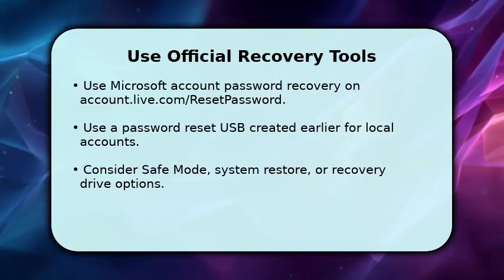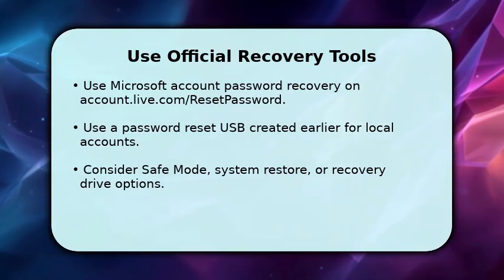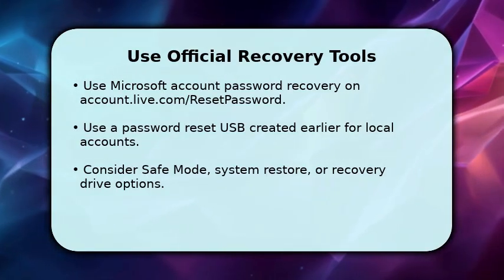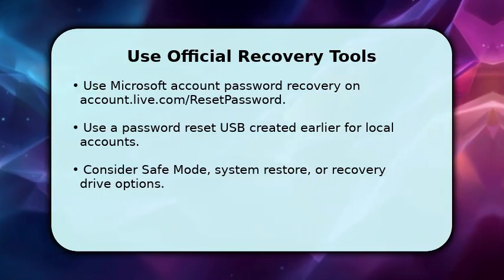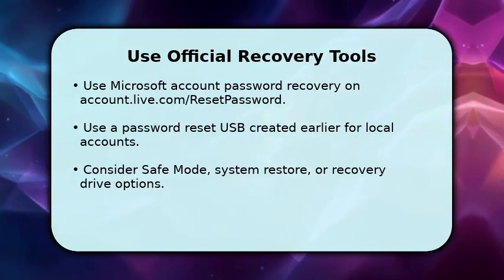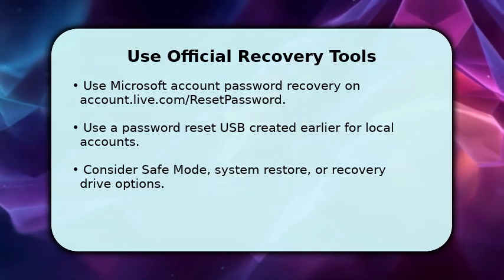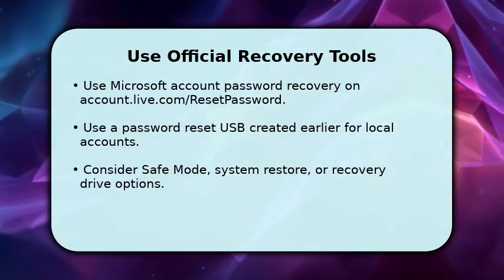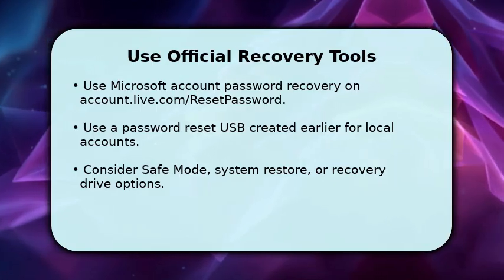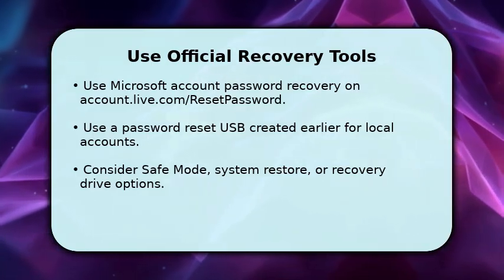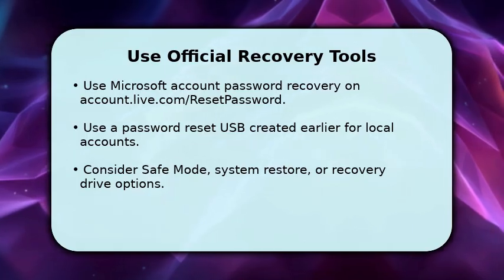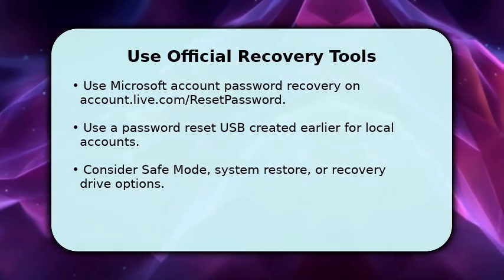Next, follow approved recovery tools. For a Microsoft account, go to the account recovery page and follow the verification prompts with your alternate email or phone. This resets your sign-in and password safely. For a local account, use a previously created password reset USB, or follow Windows recovery drive options to restore a system image. Once done, make sure to back up important files.